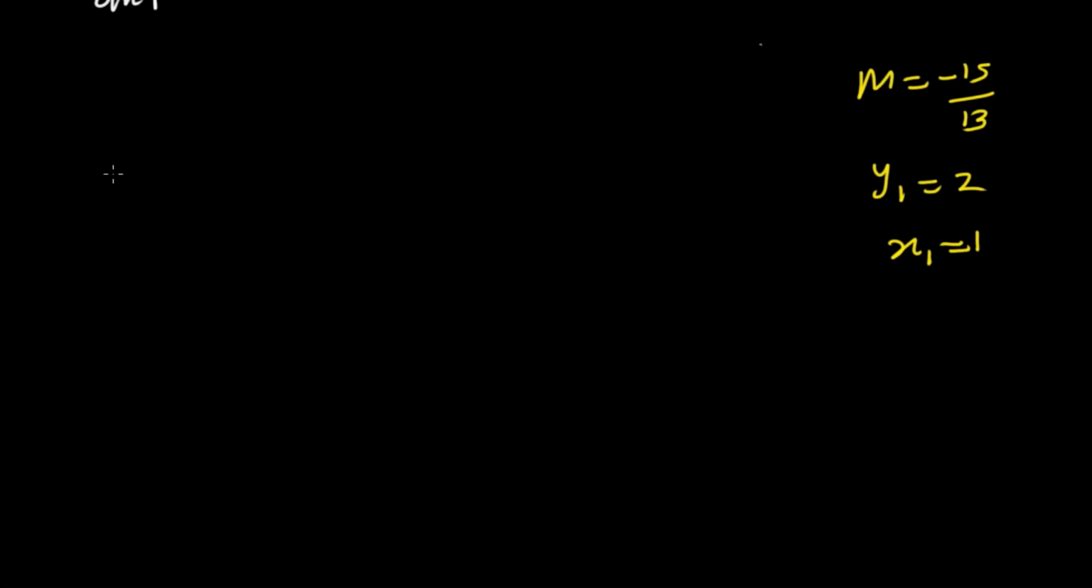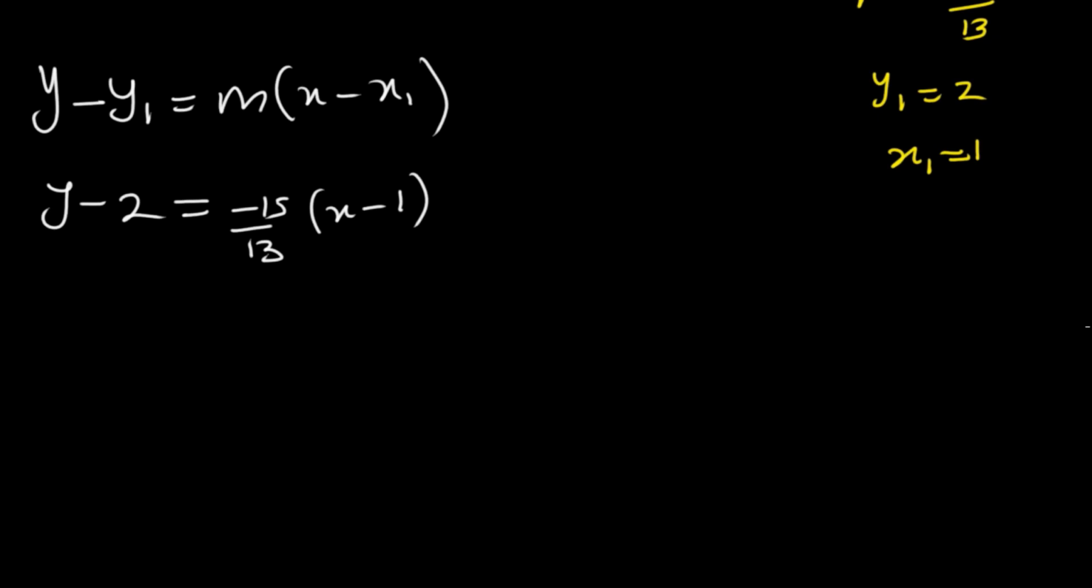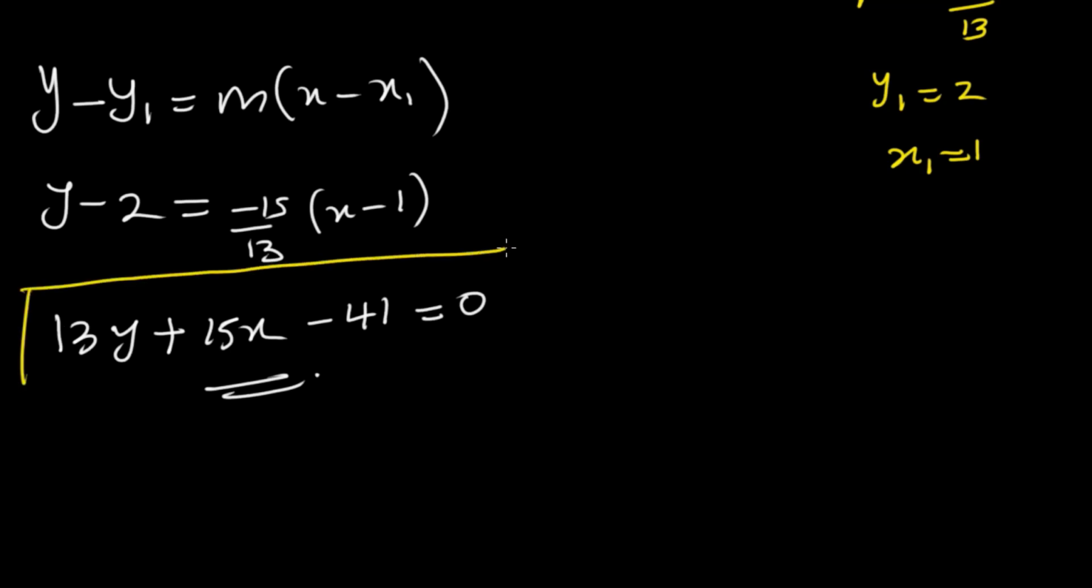And recall from the equation of a straight line, we have the equation of the tangent to be equal to y minus y1 equal to m times x minus x1. So y minus y1, which is 2, equal to m, negative 15 over 13, times x minus 1. And from here, I'm going to have the equation of the straight line to be equal to 13y plus 15x minus 41 equal to 0. So here I have the equation of the tangent.